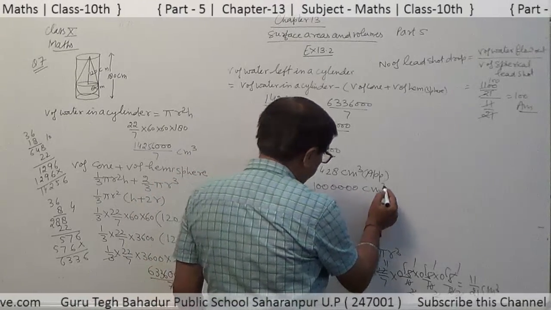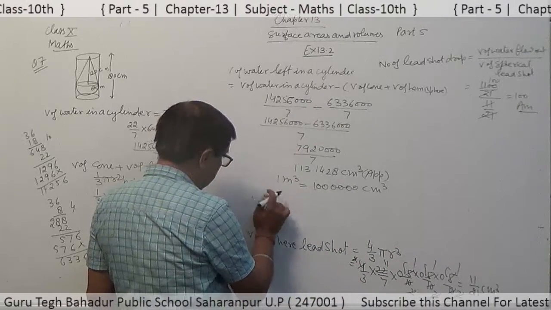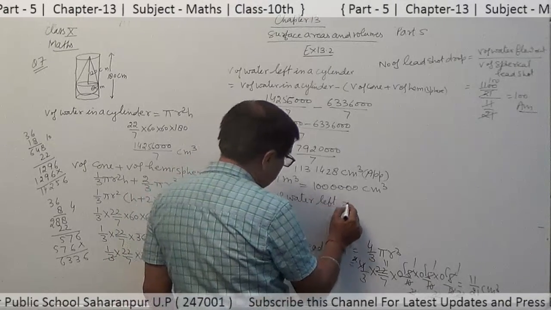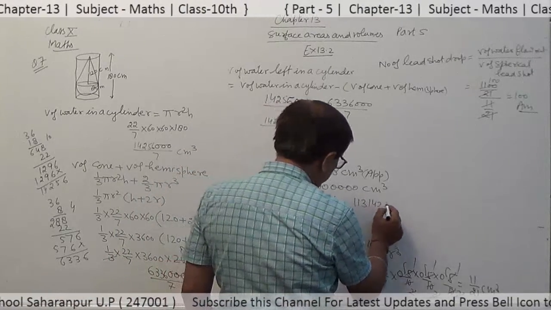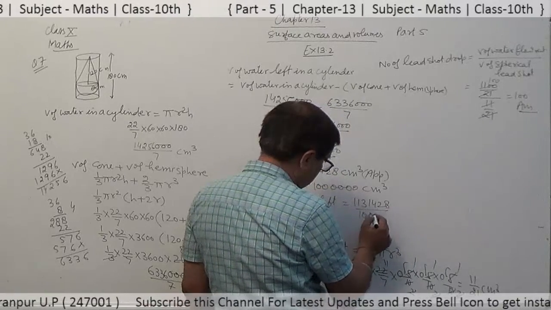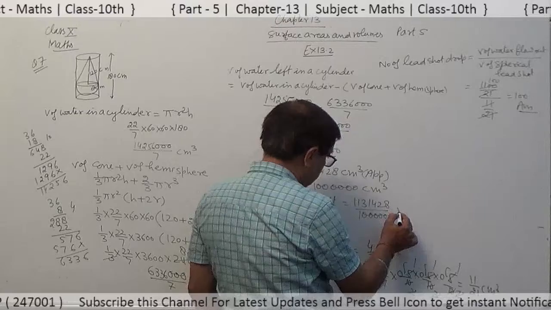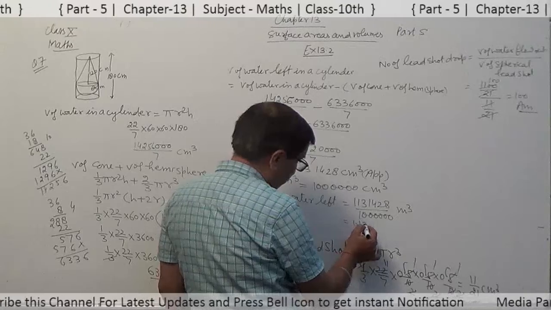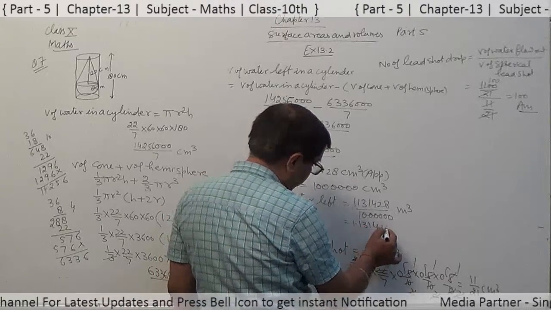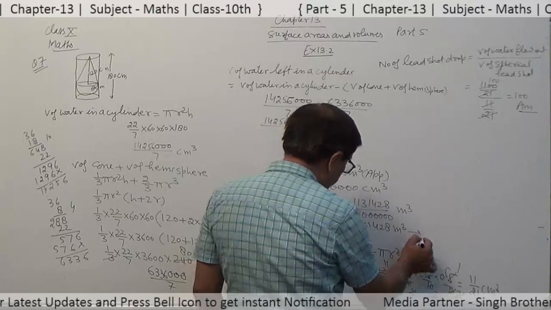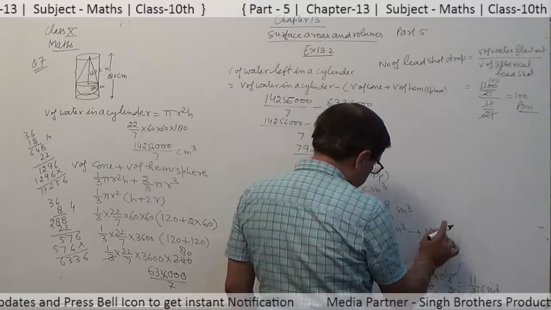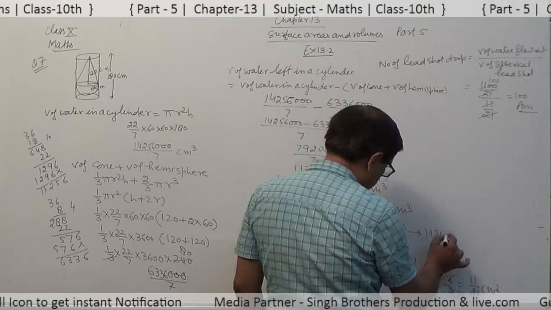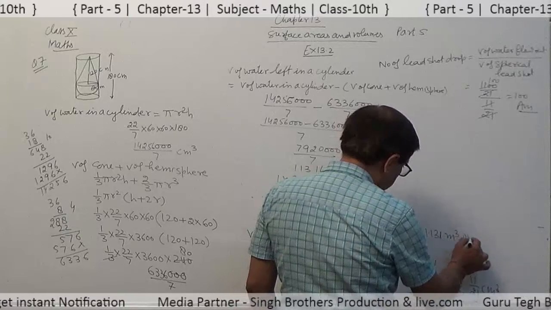1 meter cube is equal to 1 with 6 zeros centimeter cube. Therefore, the volume of water left is 1131428 upon 1 with 6 zeros meter cube. So 6 digits before it will be the decimal. So it will be taken as 1.131 meter cube. That is the answer.